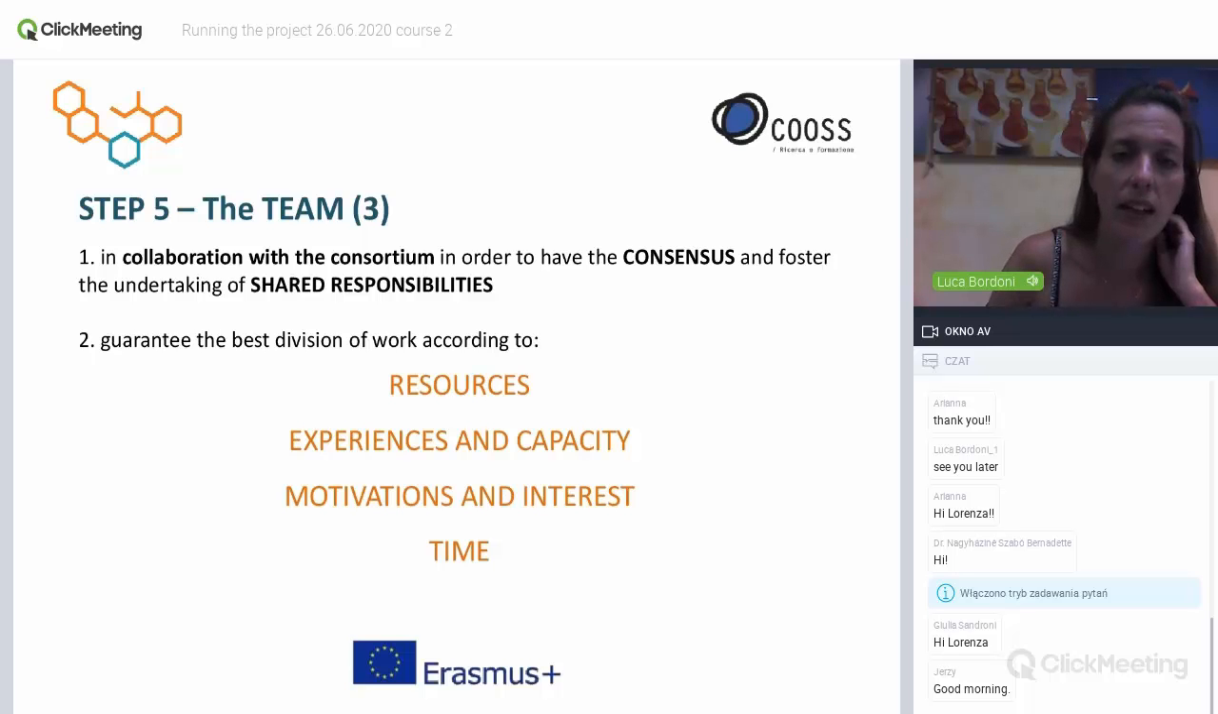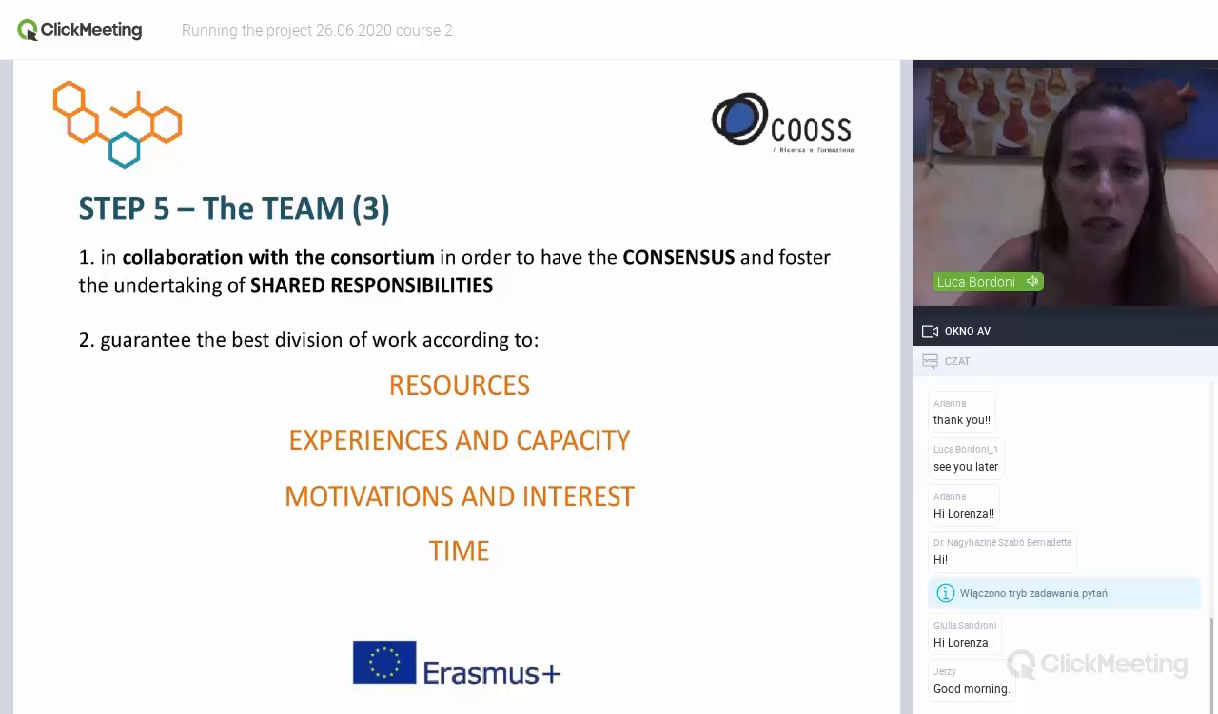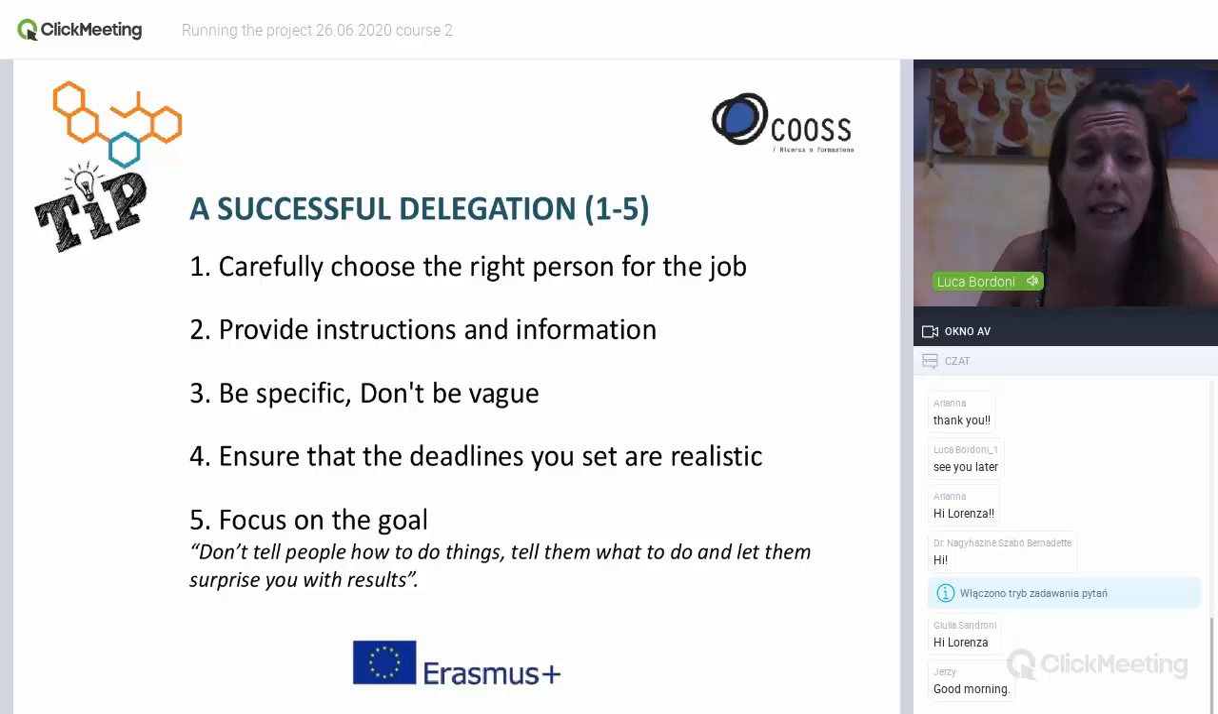A correct division of work has to be made in collaboration with all the parties to have the consensus. That is one of the keys for a successful project. And to guarantee the best division of work among my partners, I have to keep clearly in mind resources, time available, but also the experiences and the capacity of my team and their motivations and interest, in order to create an enthusiastic atmosphere.